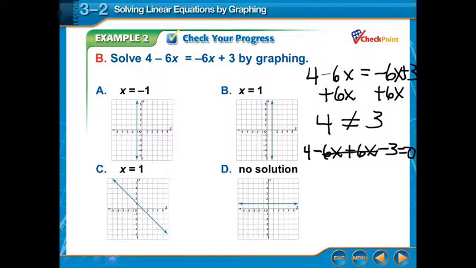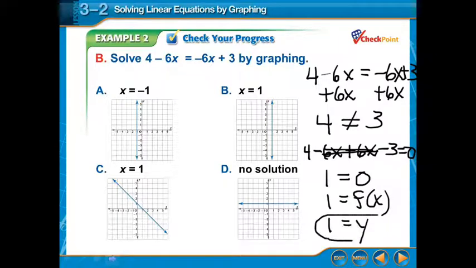Notice the two middle terms cancel completely out, and 4 minus 3 is 1. So 1 equals 0, and I know that that 1 is the f of x, because I can take out the 0 and put in f of x. I can take out the f of x, and I can actually put in y. And we know that that's a function.